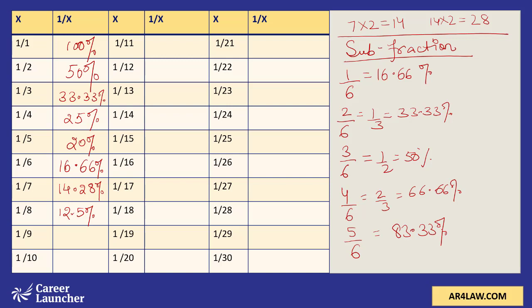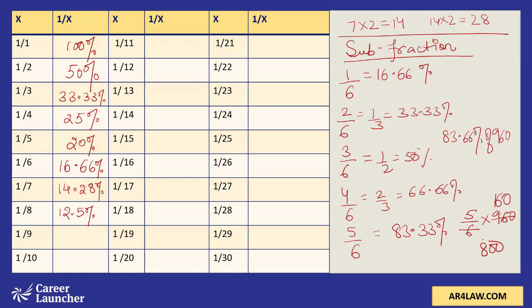Now why do I need to remember this? Let's say in DI you have a calculation like this. Calculate 83.33 percent of 960. If I go by the conventional method, 83.33 upon 100 into 960, the question will be over but my calculation will not be over. But if I remember that 83.33 is nothing but 5 by 6 of 960, my job has become much easier.